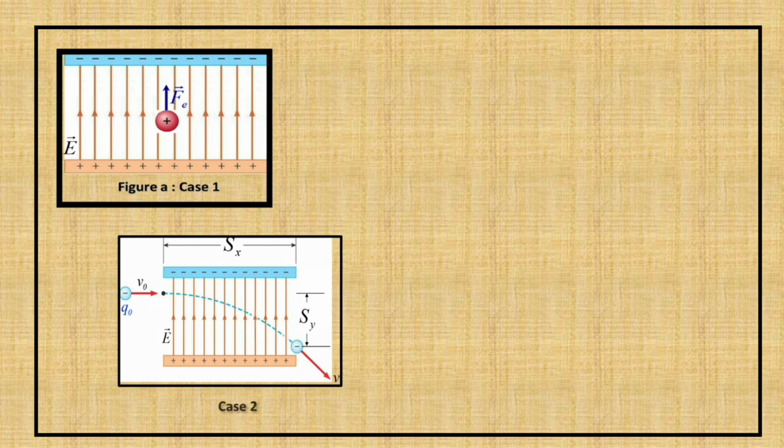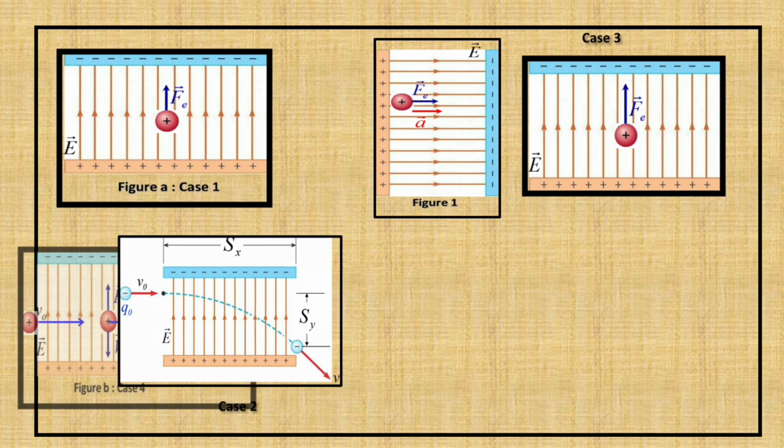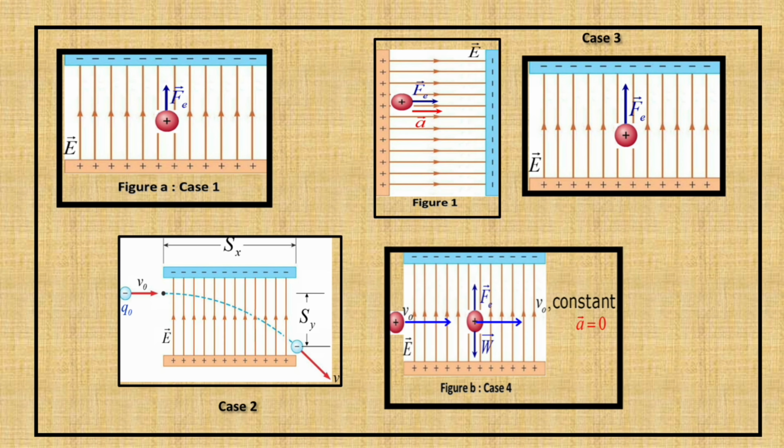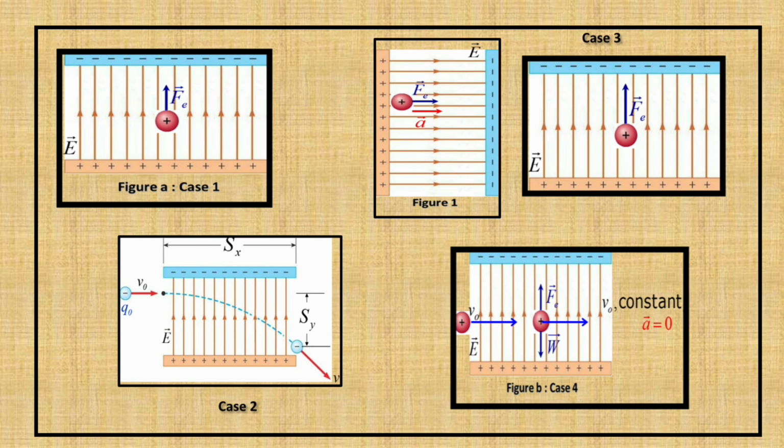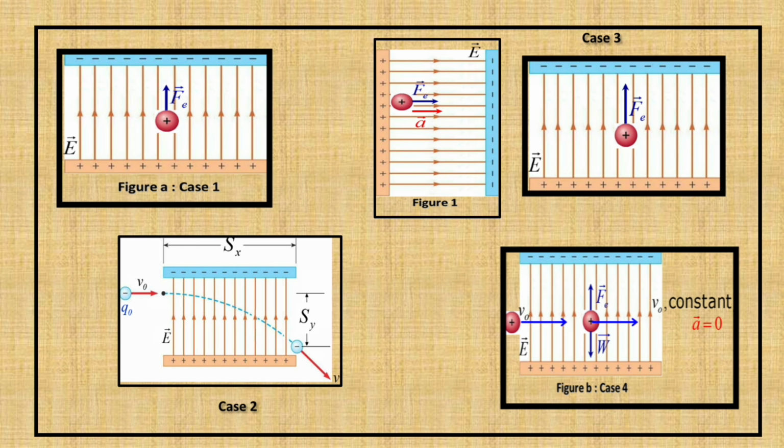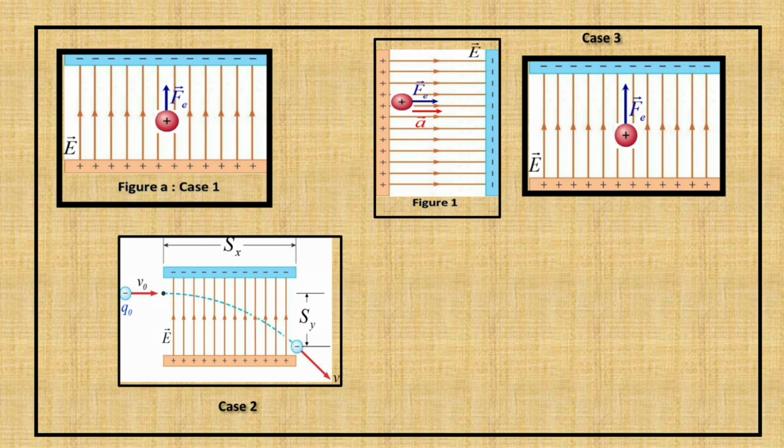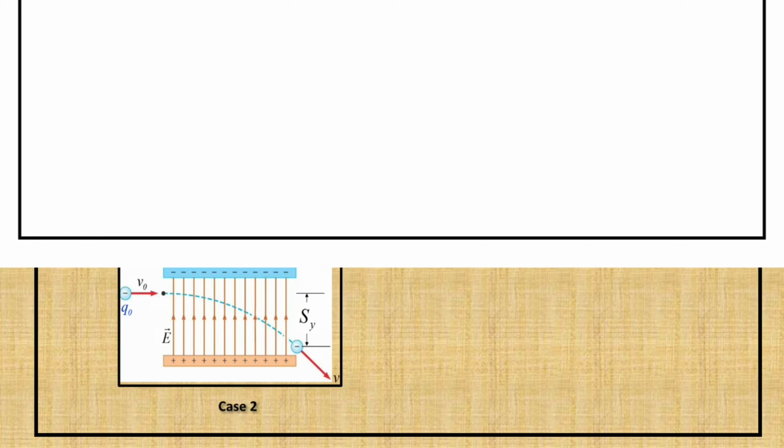So how does the charge move in the uniform electric field? The first case is a stationary charge. That means the charge is not moving. So what happens to the charge? And the second one is moving perpendicularly into the uniform electric field. So the motion of the charge will be parabolic motion. And the third one is moving parallel in a uniform electric field. And the last one, case 4, just like case 1, is moving with constant velocity.